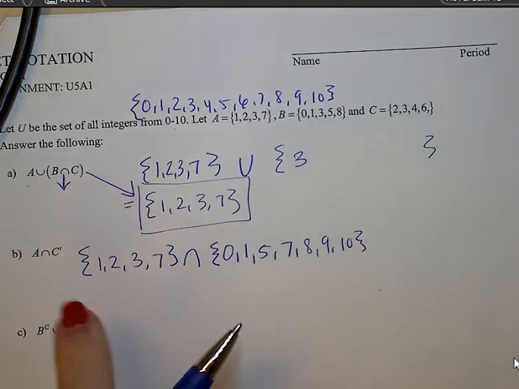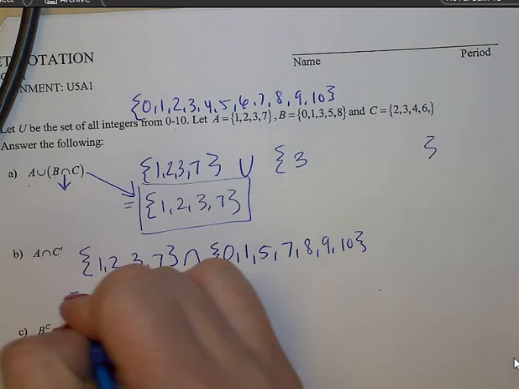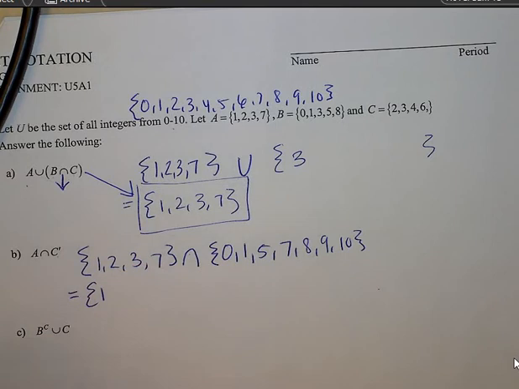Okay, so now I have this set intersects this set. What do they have in common? Well, they both have a 1. There's no 2, there's no 3, and there is a 7.